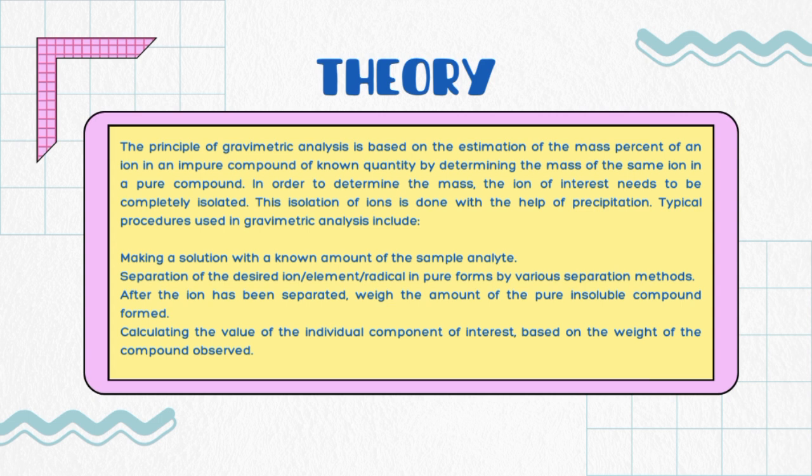Typical procedure used in a gravimetric analysis includes making a solution with a known amount of the sample analyte, separation of the desired ion or element or radical in pure form by various separation methods. After the ion has been separated, weigh the amount of the pure insoluble compound formed, calculating the value of the individual compound of interest based on the weight of the compound observed.